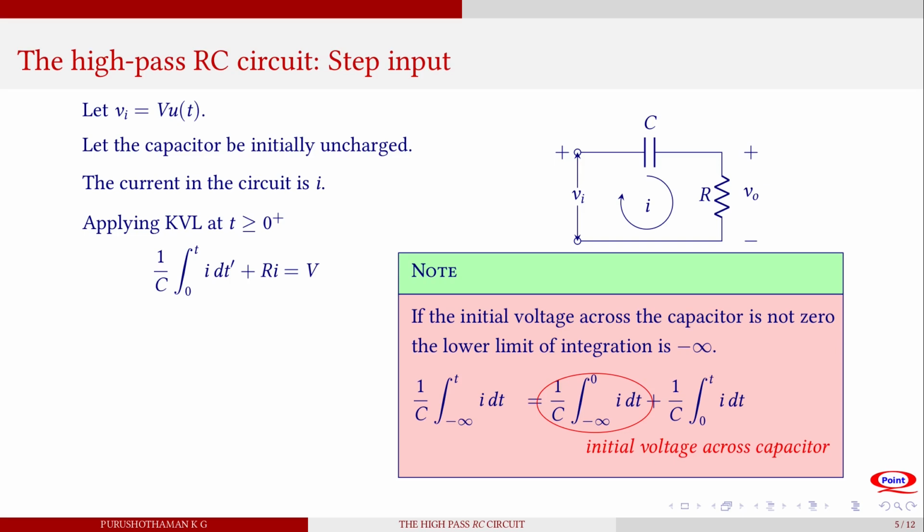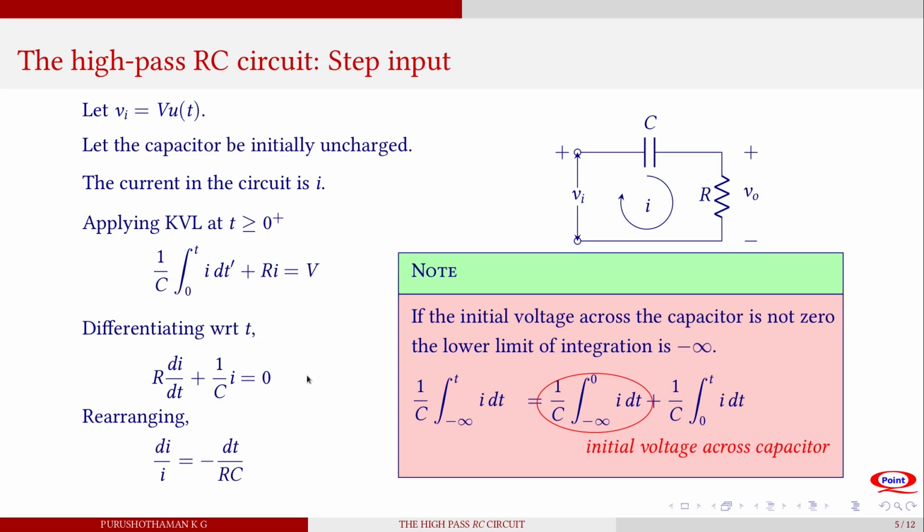Now coming back to our current situation, we have an integral equation here. We can convert this into a differential equation by differentiating throughout with respect to t, resulting in R di/dt plus (1/C) i equal to 0. You can rearrange this equation into the form di/i equal to minus dt/RC. We say that this equation is in the variables separable form. The variable i is kept on one side and t on the other side.